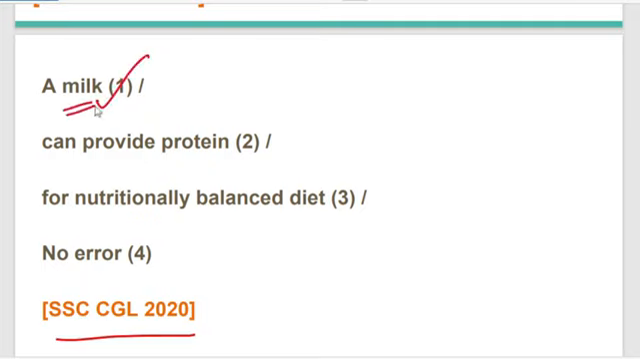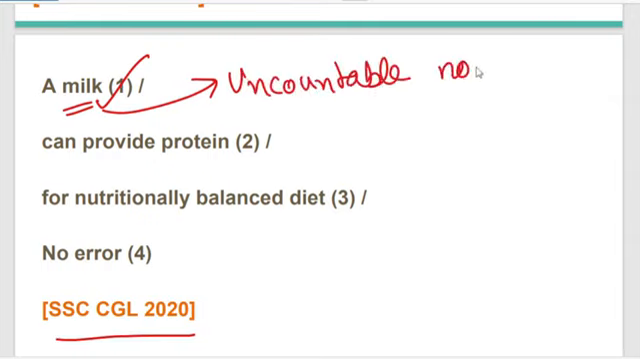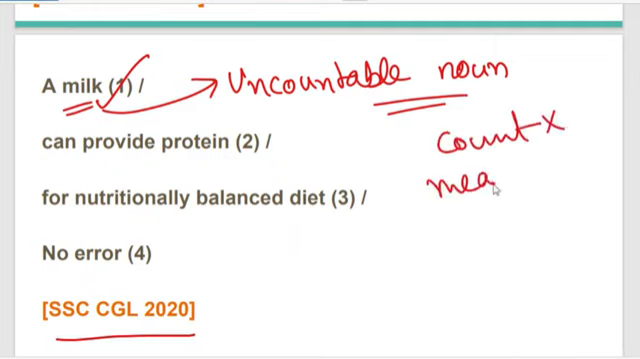Why? Here we can see milk. Now what is milk? Milk is an uncountable noun. Let me write it down for you all. Now what is uncountable? Things that we cannot count, but definitely we can measure. We can measure milk with the help of units, like liters, right? We can measure it, but we cannot count it as 1, 2, 3, 4.